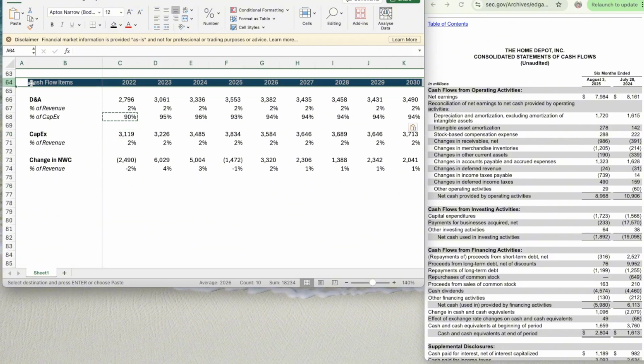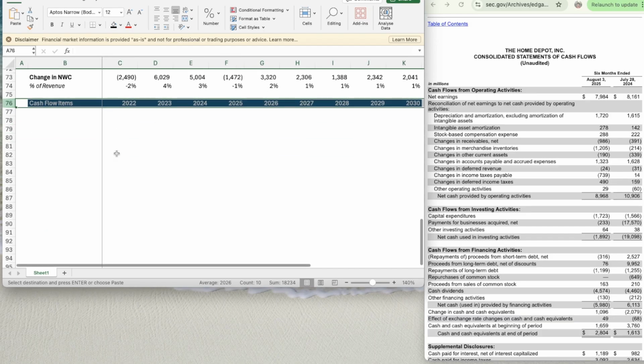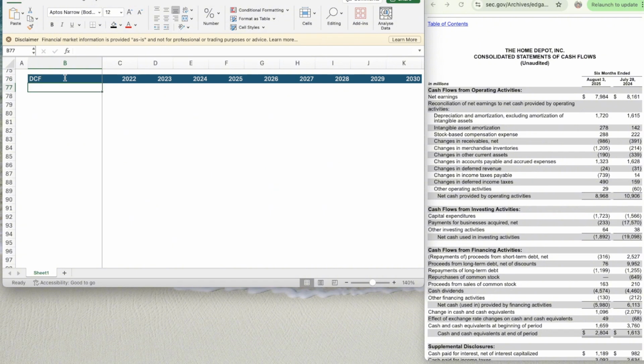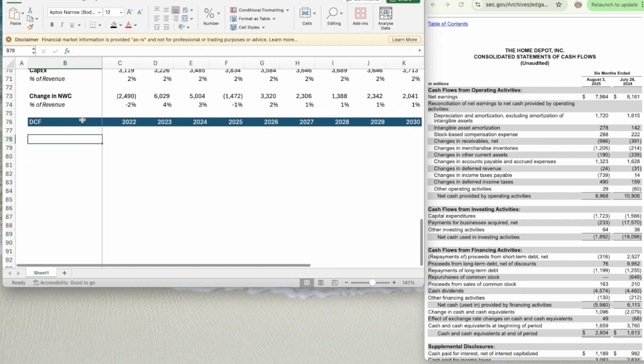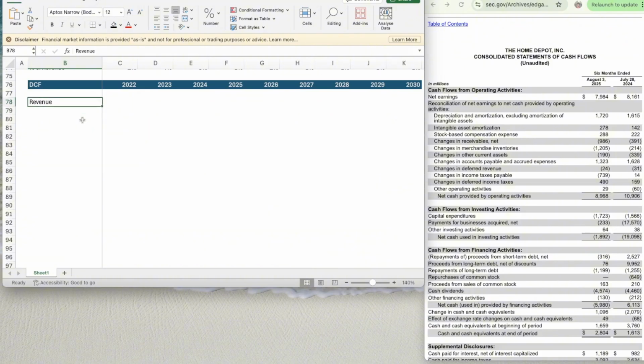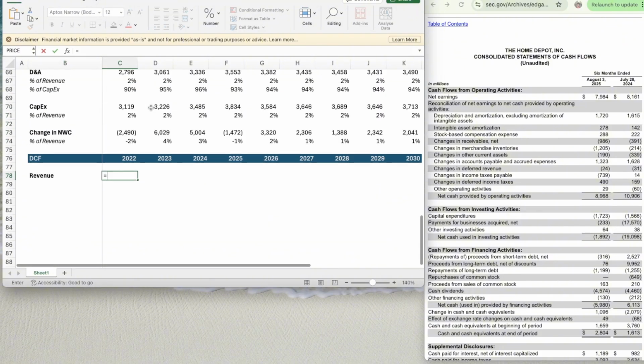Now the next thing. So now we're actually going to start building out the DCF. And I know this feels like it's repeating itself a lot, but it does make sense once you see what happens at the end. So yeah, okay, let's start doing the DCF now. We start with the revenue. So revenue, we can just go equals.